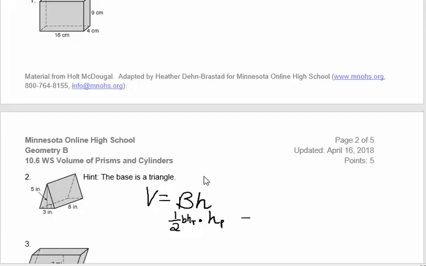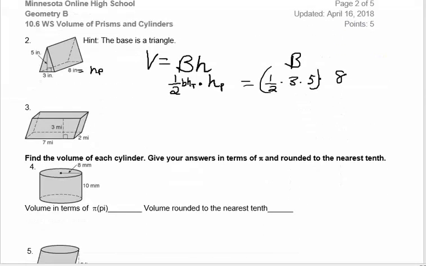So we would use 1/2. The base of the triangle, little b, is 3. The height of the triangle is 5. Remember that the height of a triangle is always at right angles to its base. And the height of the prism is actually this 8. That's the height of the prism. So I will multiply this, the area of the base, times the height of the prism, 8. If you do that, you should get the right answer.